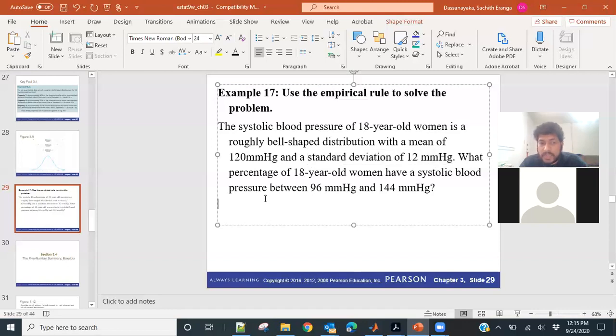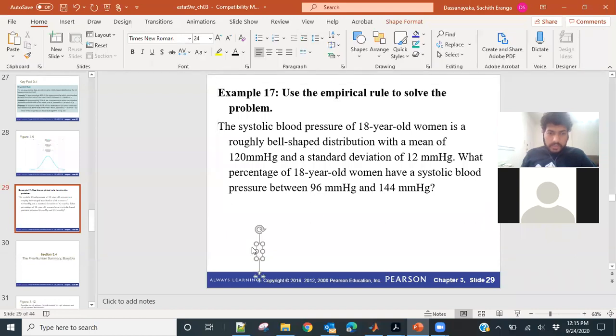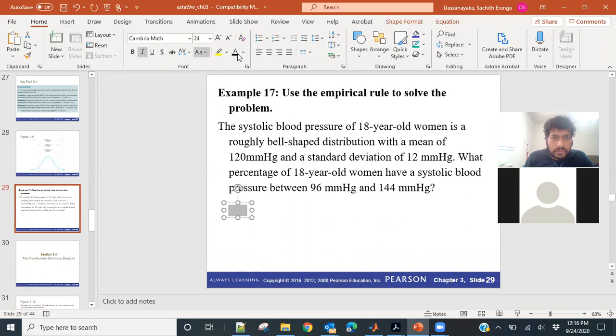Okay, mean, which means X bar. X bar is 120, and S, the standard deviation, is 12. Okay, the standard deviation is 12.